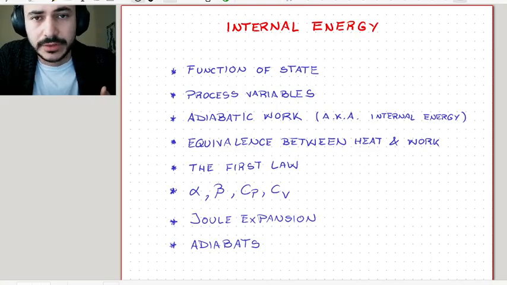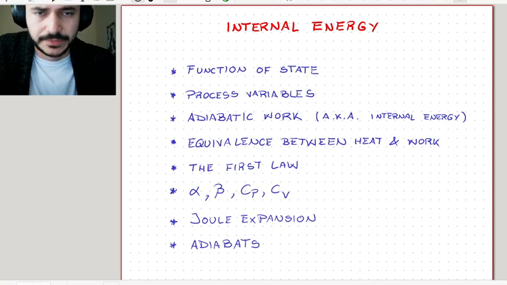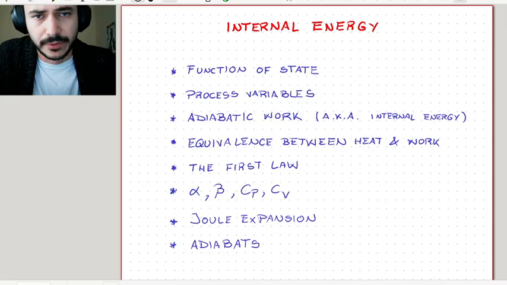done in a thermodynamic process on a system which is adiabatically insulated is independent of which specific protocol you apply to the system. So what is the path that you choose to take from the initial state to the final state? That doesn't matter. You always end up doing the same work if the system is enclosed in an adiabatic container, and this adiabatic work is actually what we're going to call internal energy, and it is going to be a function of state.